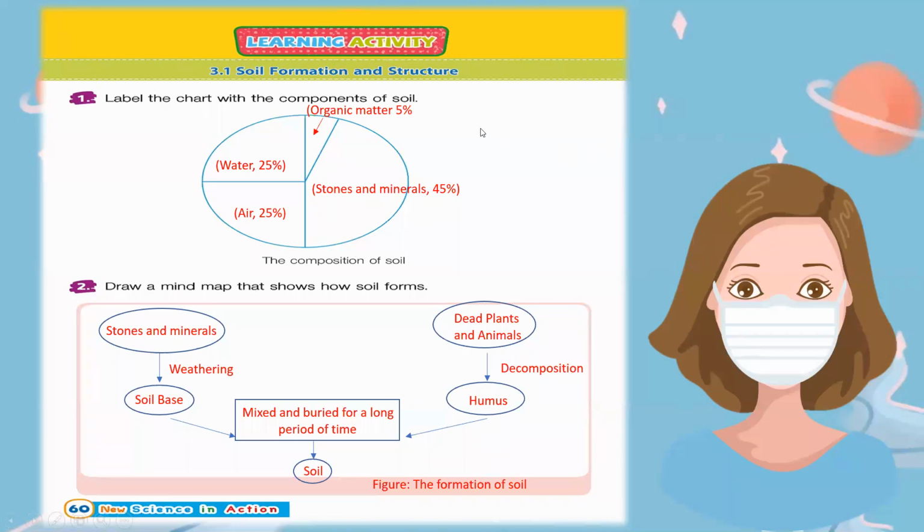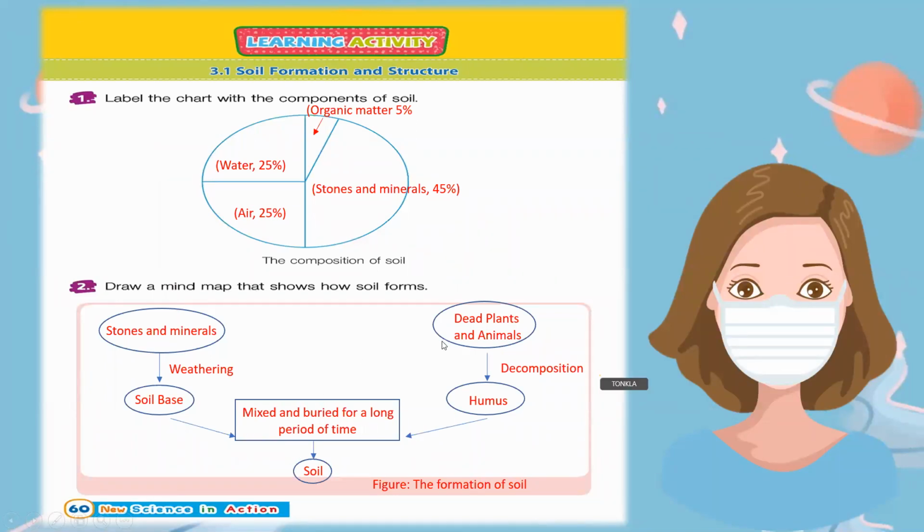Four of them. First of all, organic matter 5%, stones and minerals 45%, water 25%, and 25% air. So these are the components of soil. Then the formation of soil comes from two types. One is from stones and minerals, where the soil base causes weathering, and it is mixed and buried for a long period of time. So we are going to have soil.